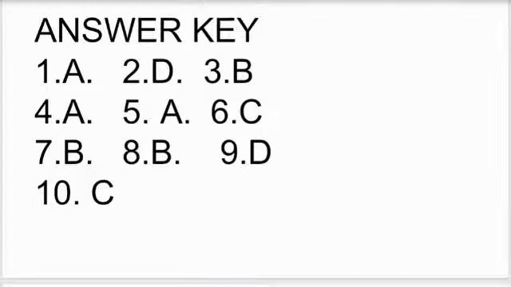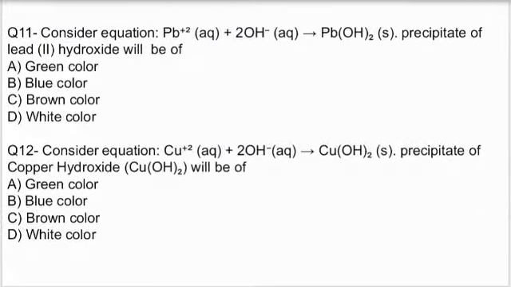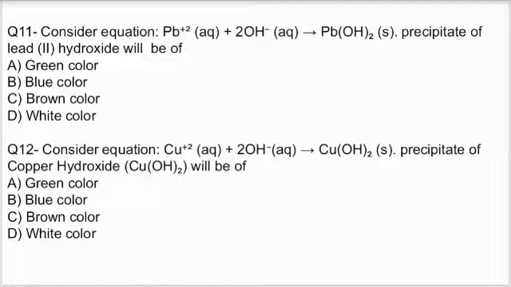The next question. Consider equation Pb²⁺ aqueous plus 2OH⁻ aqueous gives Pb(OH)₂ solid. Precipitate of lead hydroxide will be of, the options are green color, blue color, brown color, white color. The correct option is D, white color.